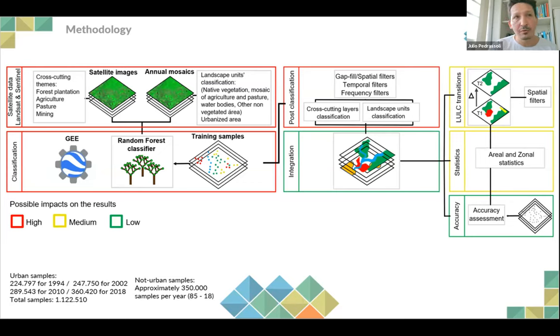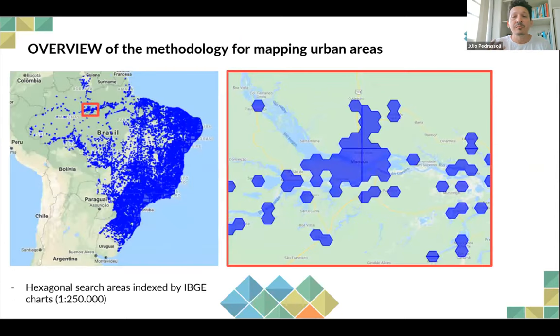Just to have an idea, the overall accuracy of the urban areas in collection six of MapBiomas was 94% basically. In addition, two other features of the method are important to mention. The first one is that the classifier is only applied to regions with high probability of urbanization presence. We call these search areas. Of course, this increases the efficiency of the algorithm because each year, if you take just a single band Landsat image of the entire Brazilian territory, it's about 9.5 billion pixels. So you can imagine how much data it is.